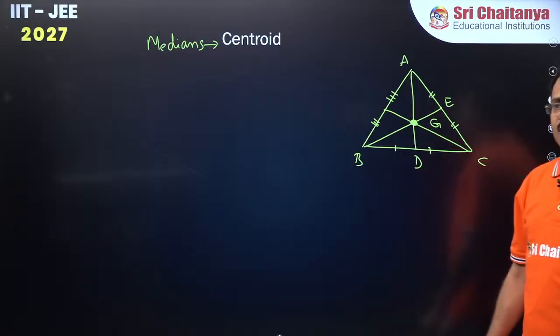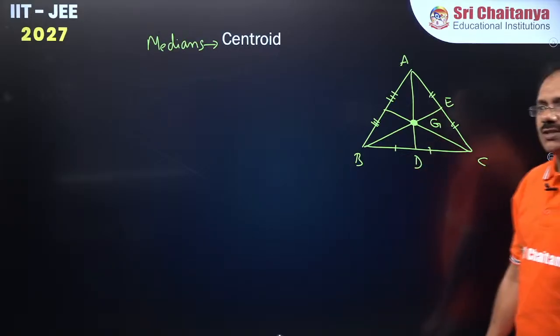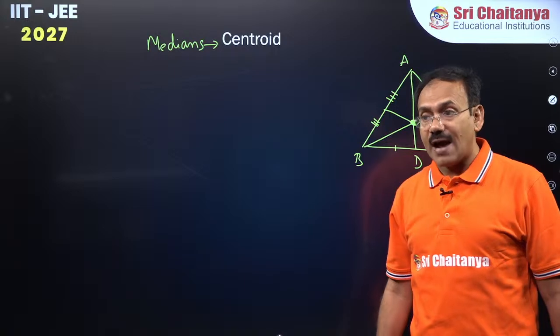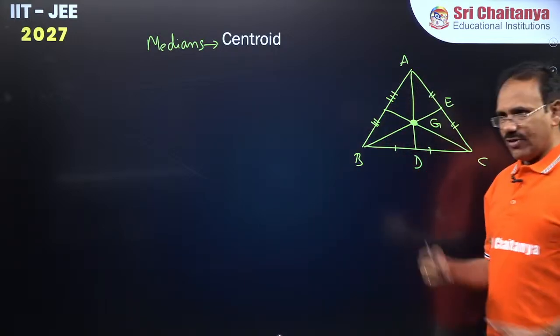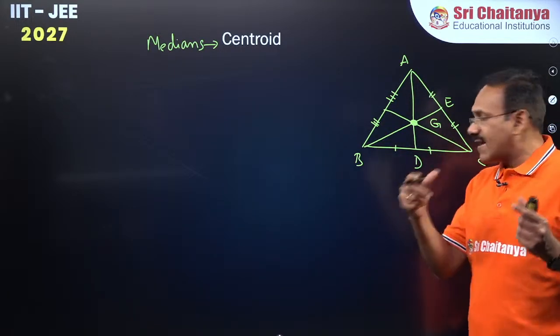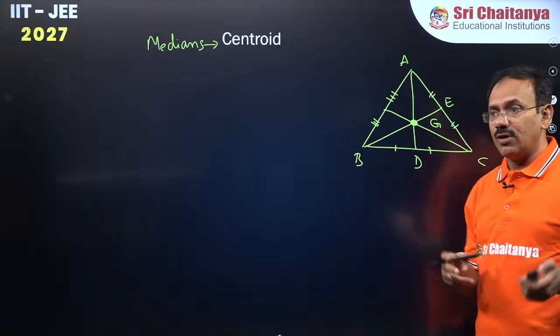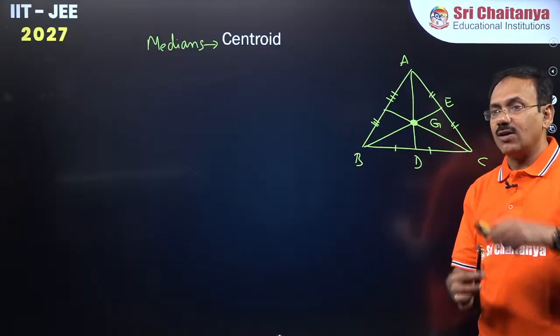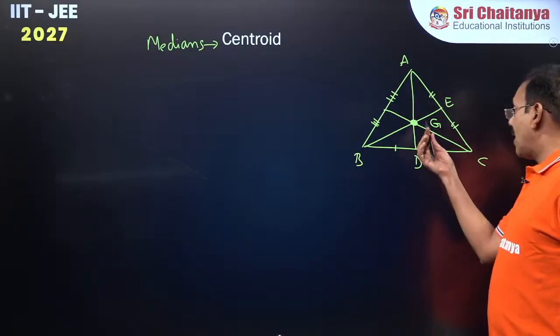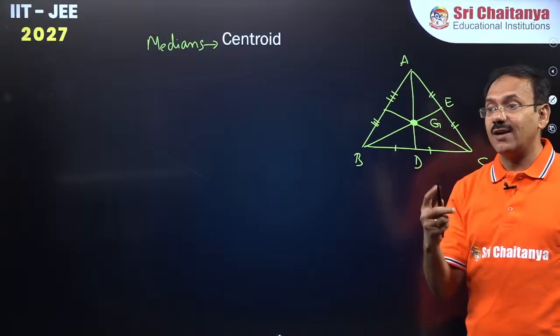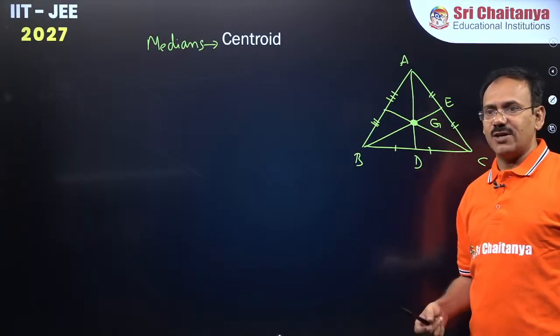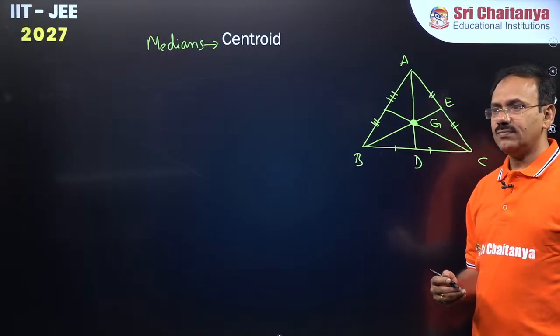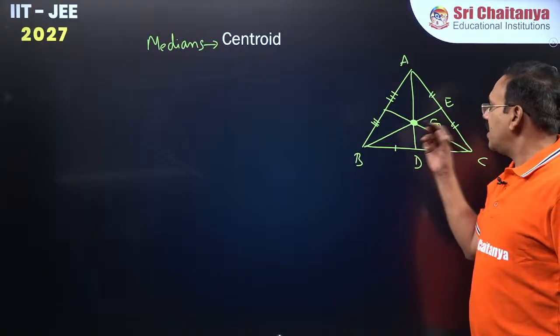You see, dear students, the name G is because it is actually the center of gravity. Suppose in physics also you will see, if you take a triangular shaped cardboard and want to make it stand on the tip of a pen, you have to put the tip of the pen at the centroid. That is the center of gravity, dear students. So dear students, medians is this.